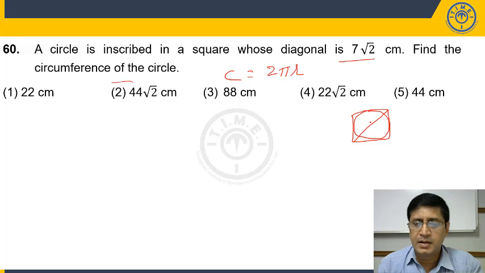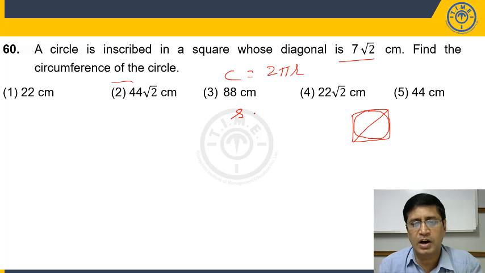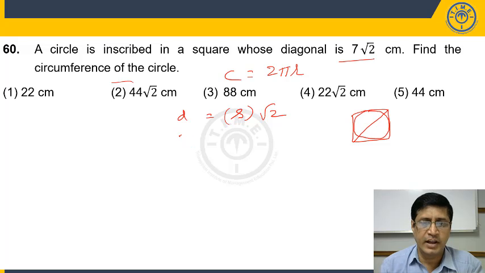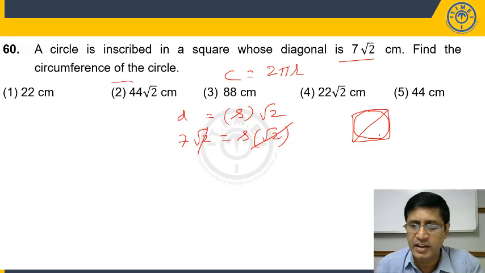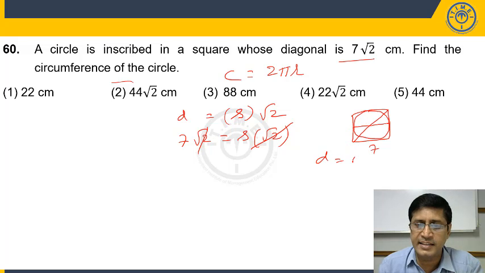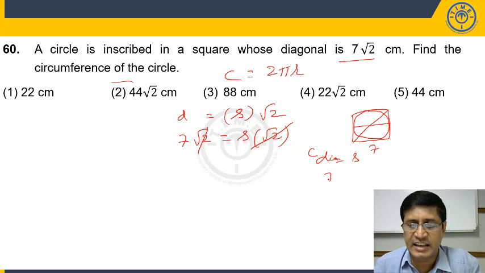Now, what is the discussion here? The diagonal is given. For a square, how are the side and the diagonal related? Diagonal is equal to root 2 into side. The diagonal is 7 root 2, so side into root 2, root 2 gets cancelled, and side is equal to 7. Side equal to 7 is nothing but the diameter of the circle. The diameter of the circle and the side of the square are both the same. So 7 is the value.